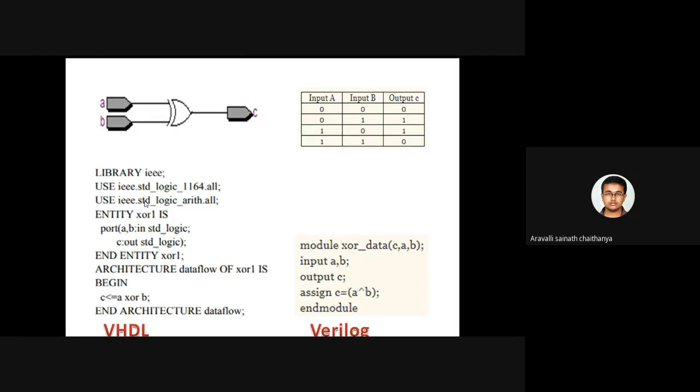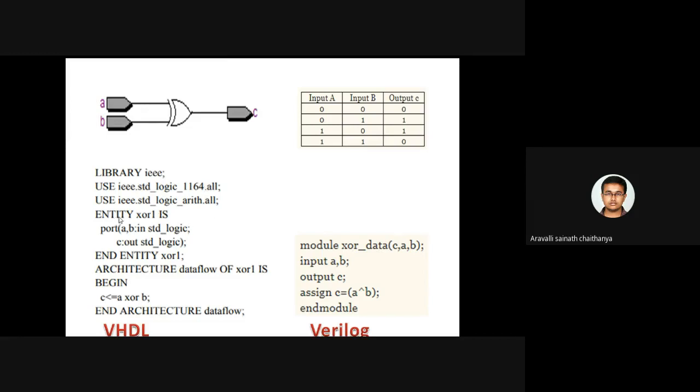But coming to VHDL, I told you that many libraries have to be included, and many standards, protocols and parameters we need to include. All these things will come into the picture. So library IEEE, use IEEE.std_logic_1164.all. That means these are the packages we are using here.